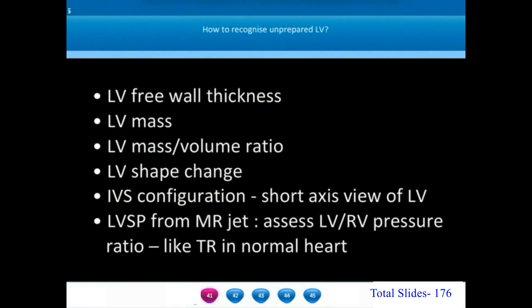The methods used in echocardiography to identify left ventricle preparedness are noting the left ventricular free wall thickness, calculating the left ventricular mass, assessing the left ventricular mass to volume ratio, looking at the left ventricular shape, looking at the interventricular septal configuration on a short axis view of the left ventricle, and, if there is a mitral regurgitation jet, assessing the left ventricular systolic pressure and finding out the left ventricular systolic pressure to right ventricular systolic pressure ratio.